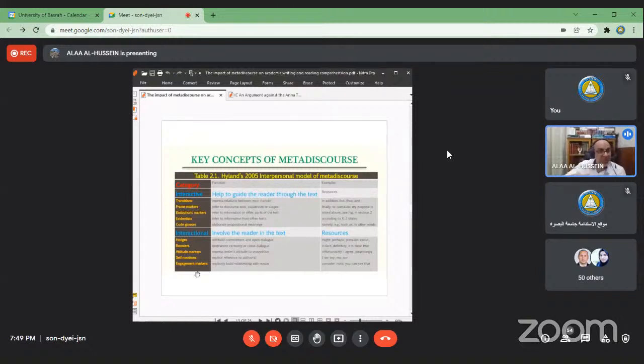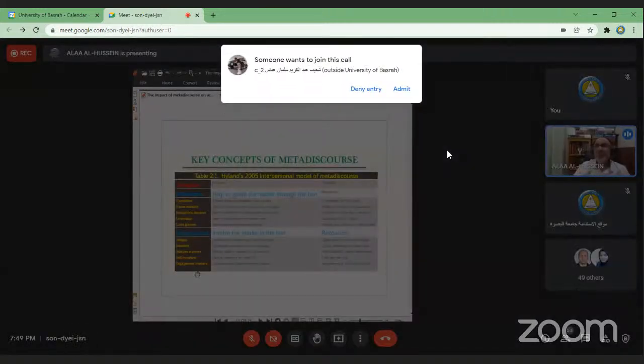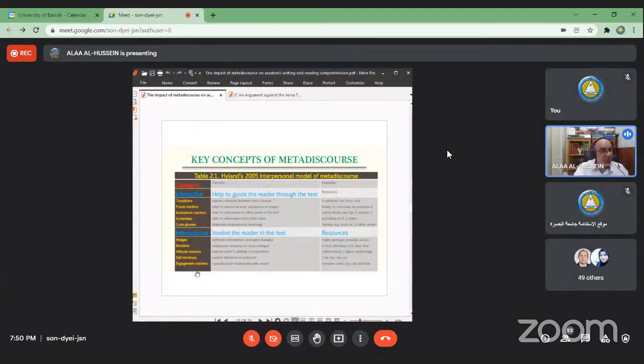Sometimes we use boosters. We use hedges to show our readers and our listeners that our opinions are open to negotiation. We are open to different or a variety of arguments. And sometimes we use boosters properly to show that we are emphasizing certain points. And sometimes we use attitude markers to show our attitudes towards either the message we are writing or towards readers or some other writers maybe.